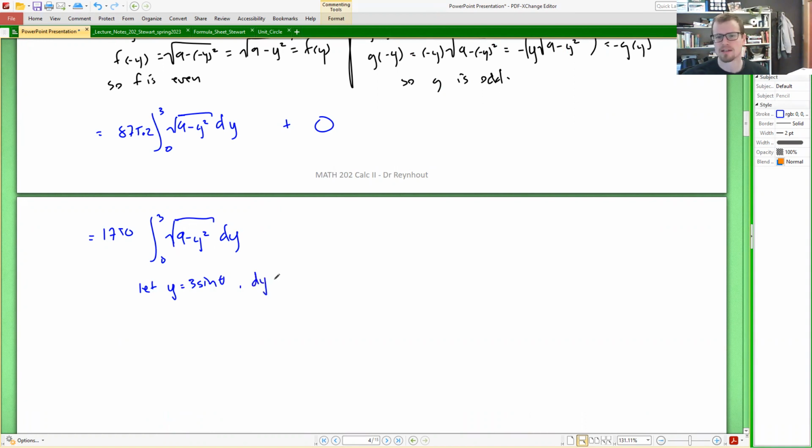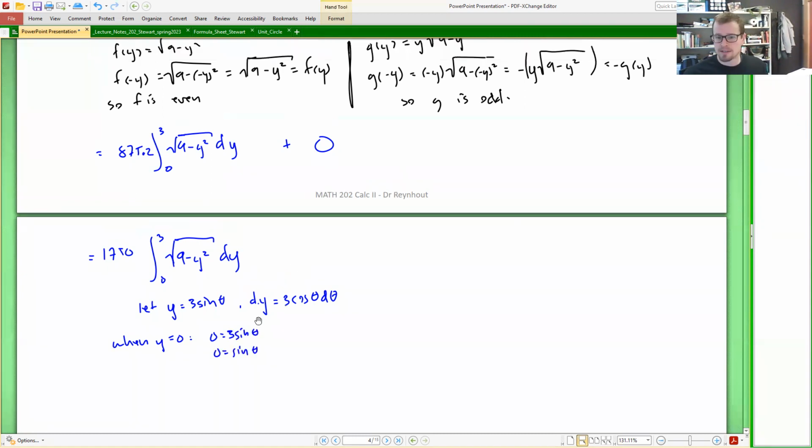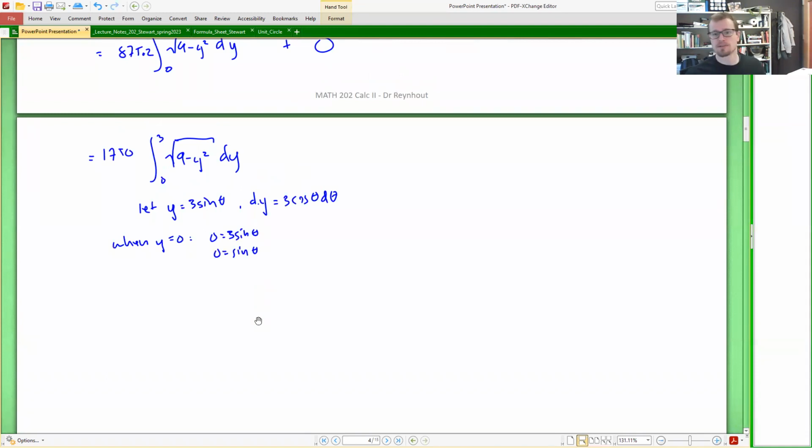Then dy is equal to, we'll leave that there. dy is equal to 3 times the cosine of theta d theta. And when y is equal to 0, we get 0 is equal to 3 times the sine of theta. So 0 is equal to the sine of theta. And sine of theta is equal to 0 when?